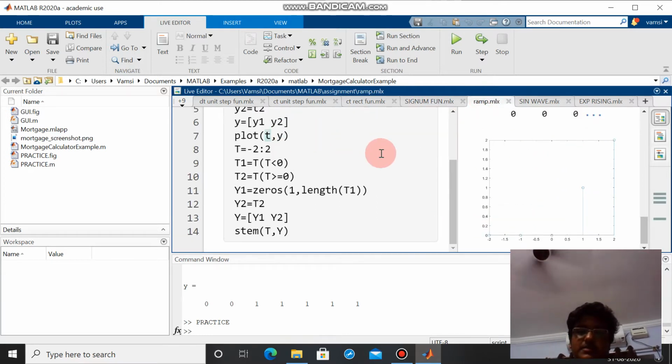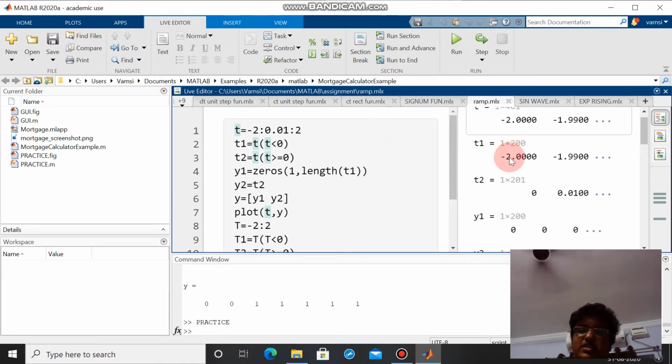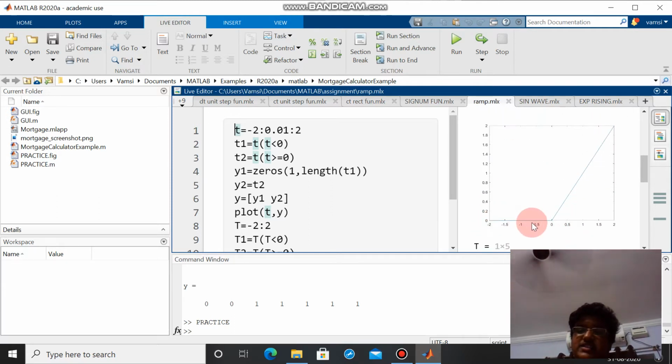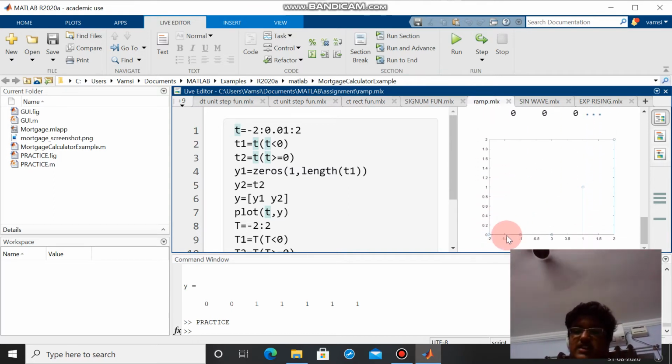Let's go to ramp function. Ramp function is basically for all x less than 0 y will be 0, and for all x greater than or equal to 0 y will be equal to x itself. So in continuous time signal we will be getting y equal to x straight line for all positive values of x, and for negative values of x we will be getting y equal to 0. So in discrete time signals you can see it in this way. For x equal to 1 we will be obtaining y equal to 1, and for x equal to 2 we will be getting y equal to 2. So this is ramp function.